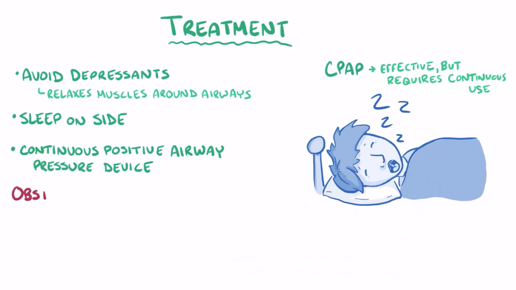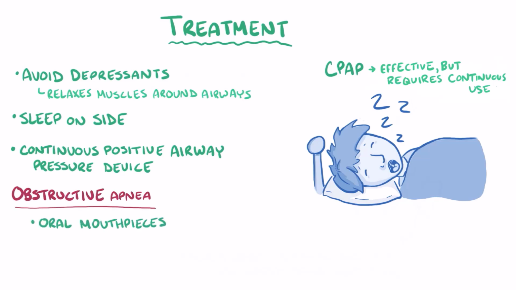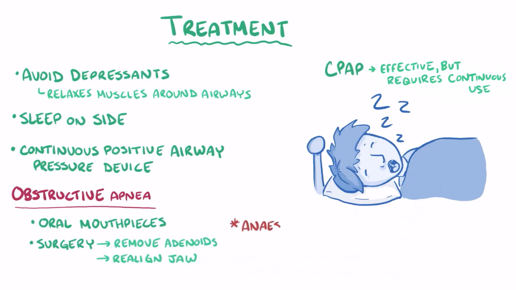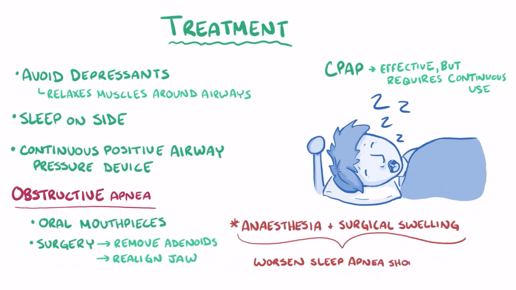Some people with obstructive sleep apnea can benefit from custom-made oral mouthpieces that help improve airflow during sleep. Sometimes obstructive sleep apnea can be managed surgically, for example removing large adenoid tissue or realigning the jawbone. These procedures, though, can be complicated because the anesthesia and surgical swelling can both worsen sleep apnea in the short term.